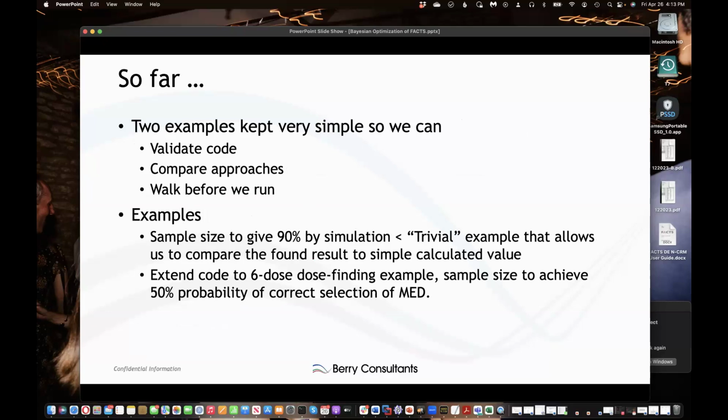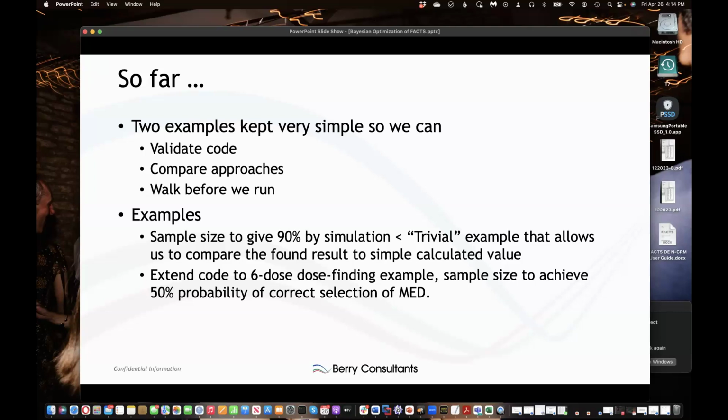So the project's in very early days yet, but I thought it's quite interesting to see where we've got so far. And we've kept the examples very simple, partly so we can validate the basic code for things like writing facts files and running facts and interpreting the results. And also we can compare some machine learning approaches. And also, of course, we want to be able to walk before we run.